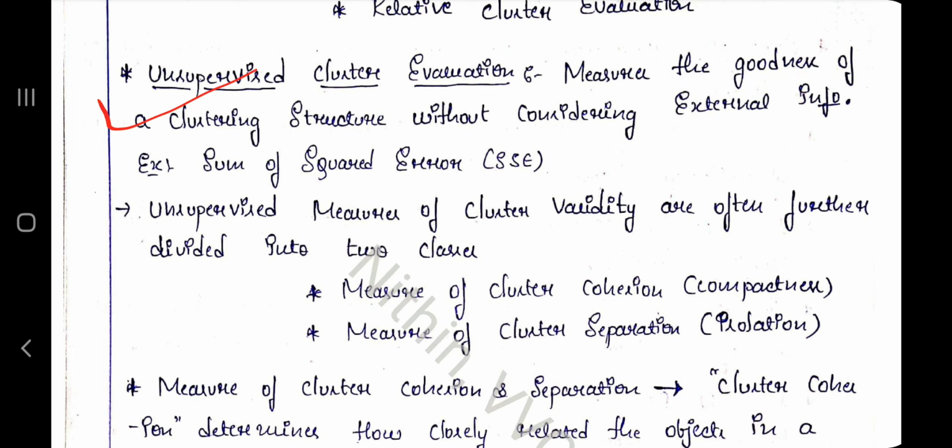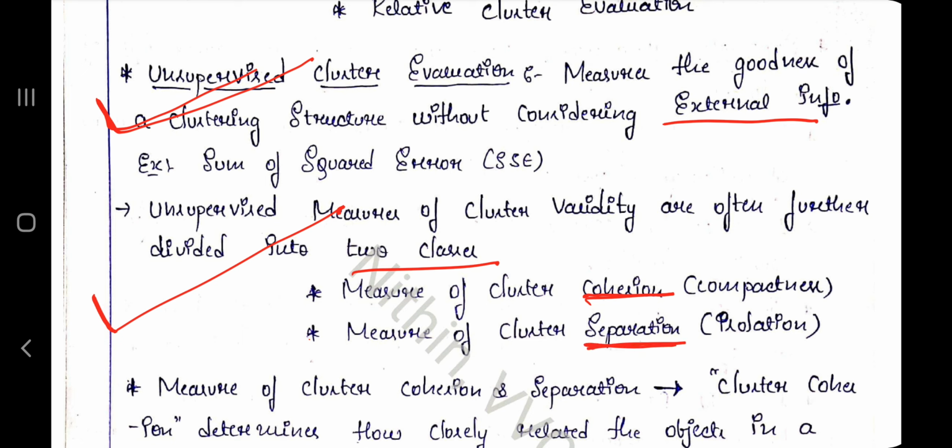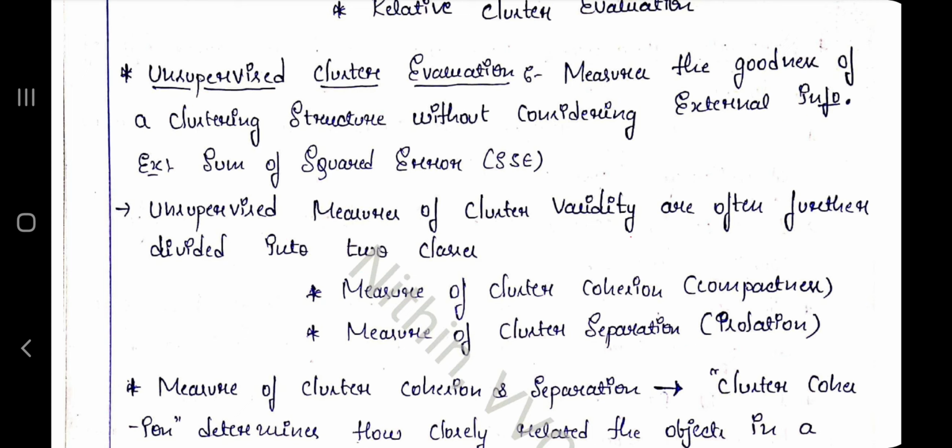What we are doing in unsupervised is measuring the goodness of the clustering structure without considering the external info, which is the second key point. After I have written this, the next thing is, it's divided into 2 classes: a measure of the cluster cohesion and separation. Cohesion means attraction, separation means unattraction, far far, and cohesion means near near. That's what cohesion and separation mean. Cohesion means 1, very close. Separation means 0, very far. 1 and 0, this much only you remember.